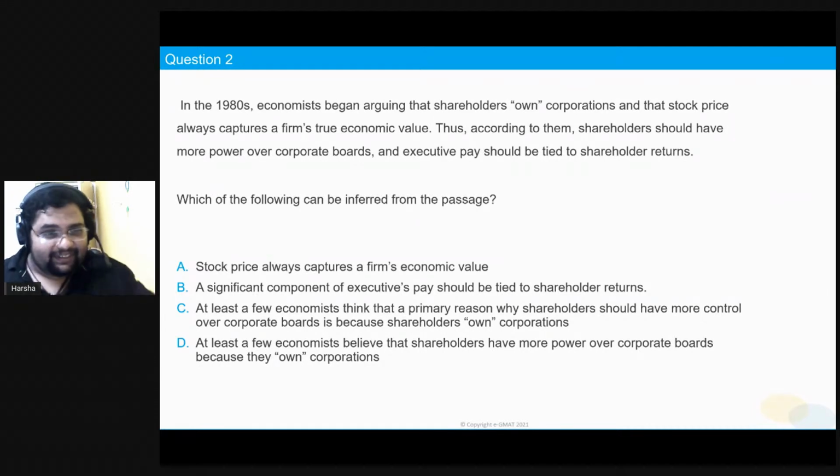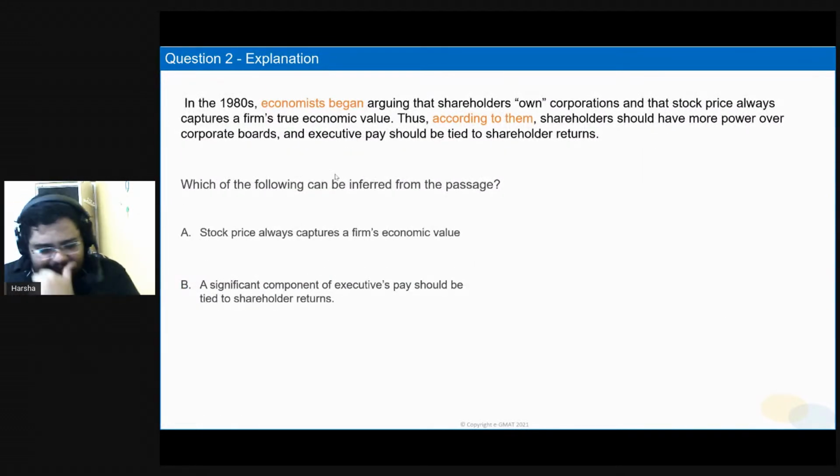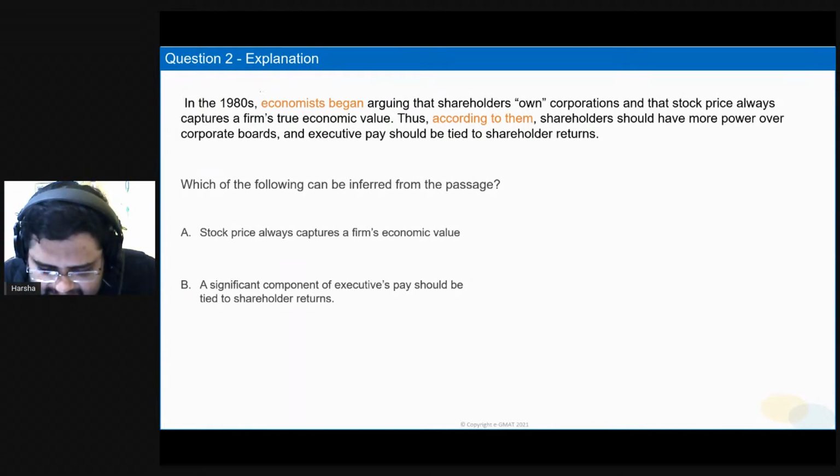But right now, let's look at RC. Don't consider this to be CR questions. Consider these to be RC questions based on that particular segment of the passage which I'm introducing to you. All right. So let's get into discussing question number 2. So here, what I really want you to pay attention to is words like this. Economists began, according to them. This "according to them" is very beautiful.